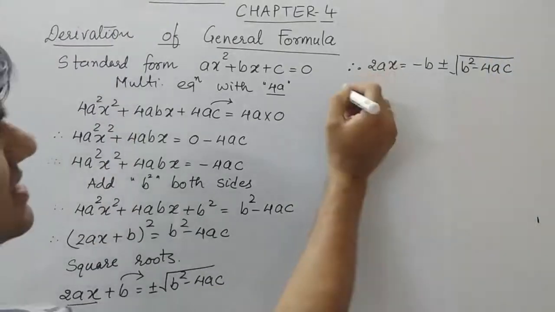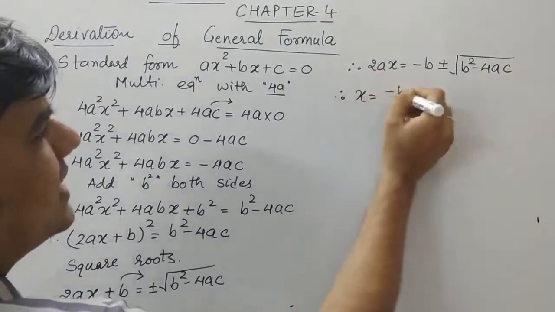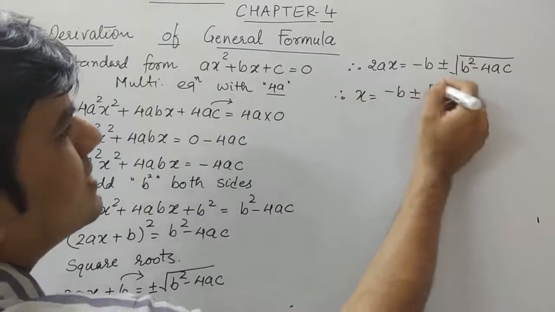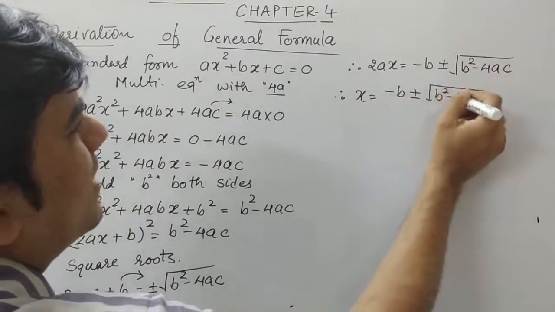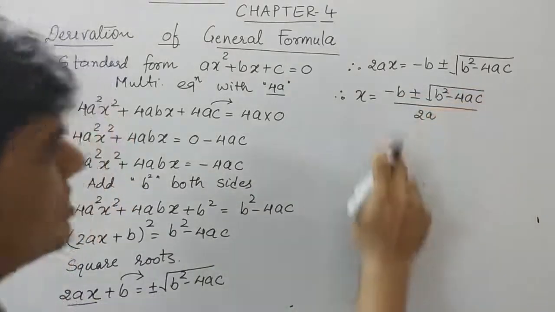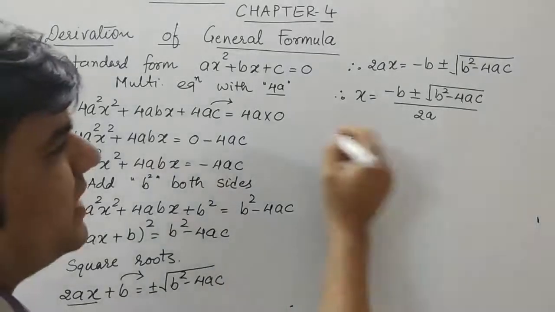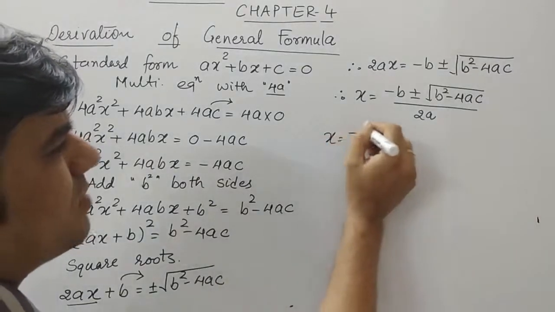To make x the subject, now I have to take this 2a to the right hand side. So it is minus b plus or minus square root of b square minus 4ac upon 2a. So remember students, these are the two roots which we obtain. कौन से दो रूट्स मिले? So there are two values of x we obtain.